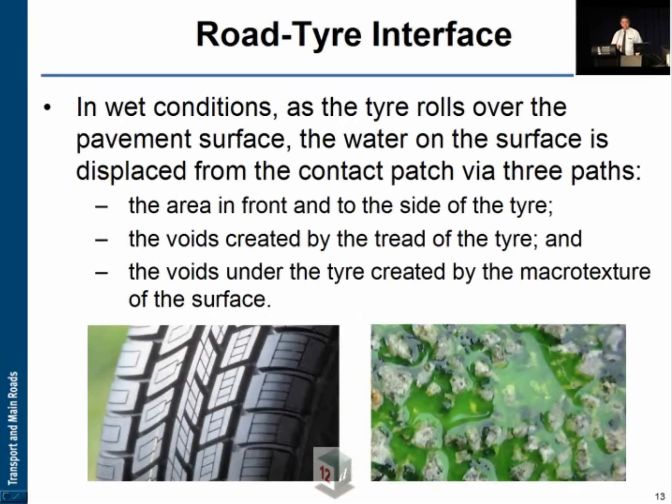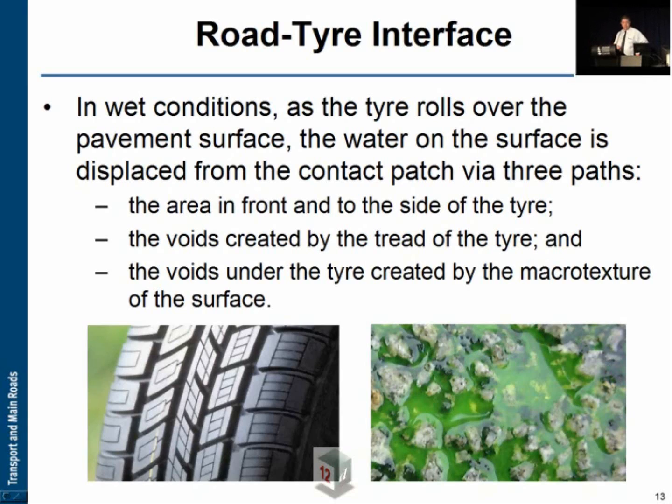So in wet conditions, as the tyre rolls over the pavement surface, so if you can picture this in your head, tyre rolling over the surface, the water on the surface is displaced from the contact patch via three main pathways. Like a boat pushing through the water, you create a bit of a bow wave, so the area in front and to the sides, the water's pushed out that way.